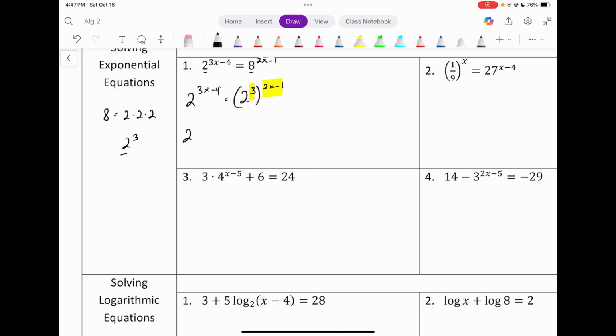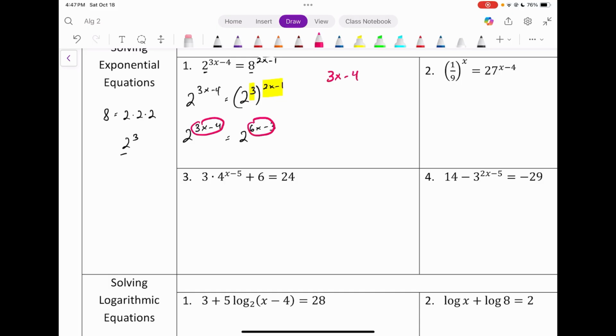So now we have 2 to the 3x minus 4 equals 2 to the, make sure you distribute it, 6x minus 3. Once the bases are the same, the only way this can be true, if 2 to a power equals 2 to a power, the only way that can be true is if the powers are equal.